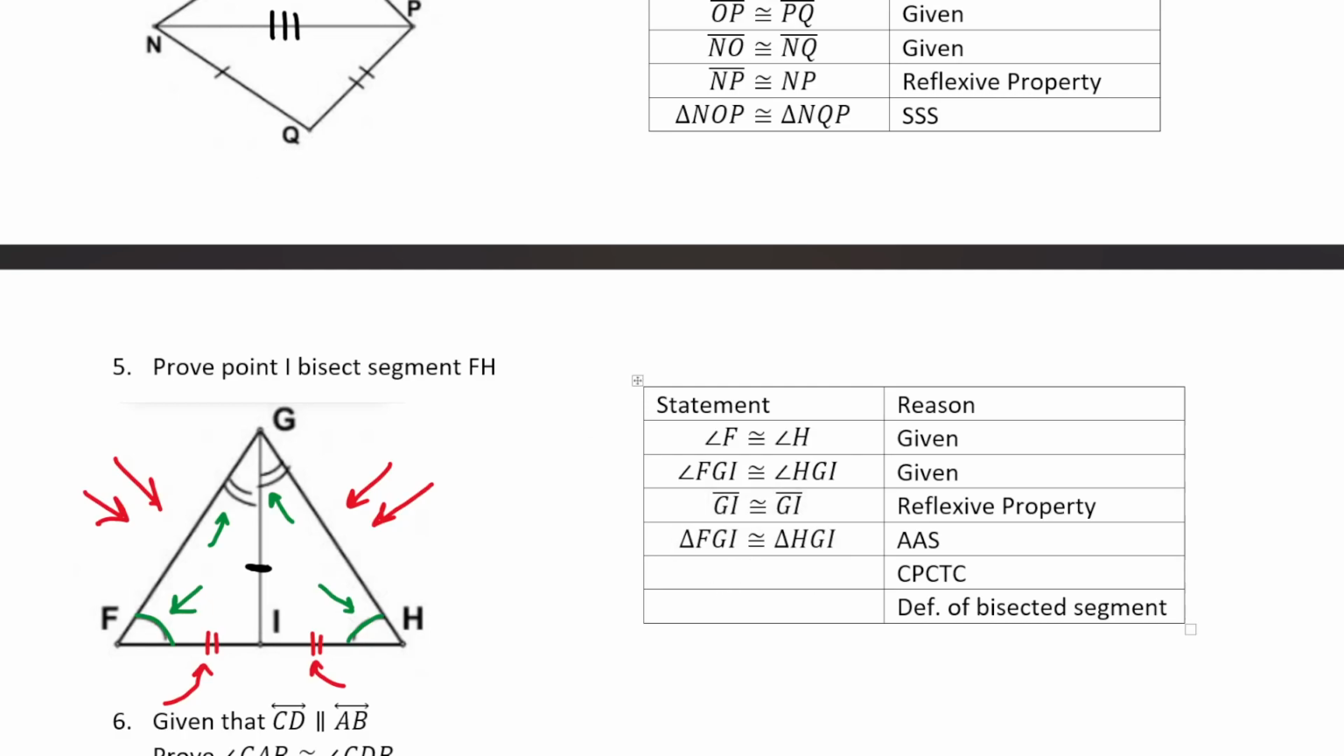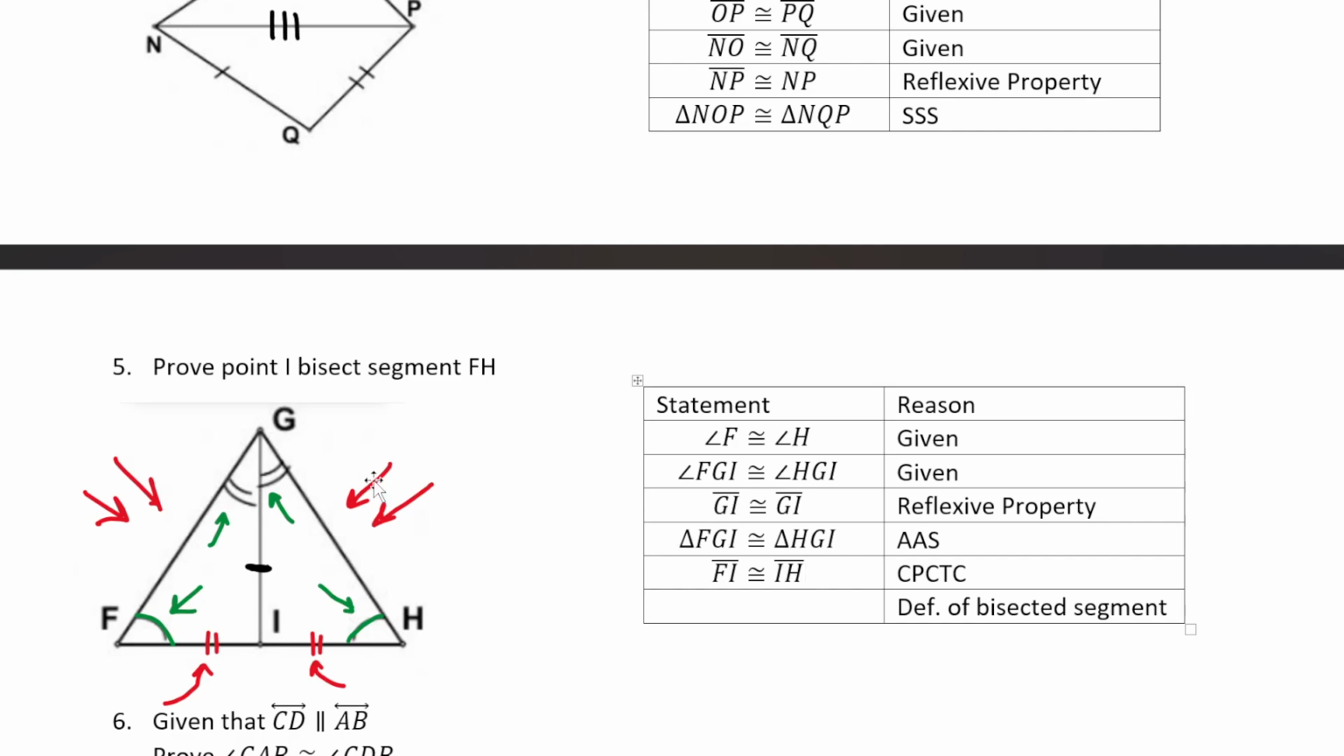First, let me write that segment FI is congruent to segment IH. That would be these two segments right here. They are congruent because of CPCTC. That's why they are congruent.